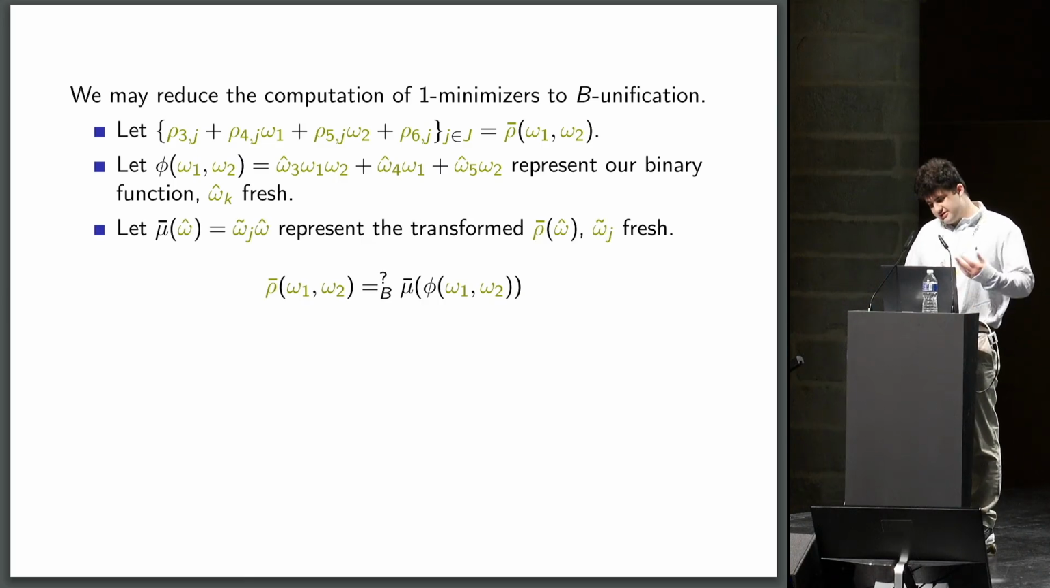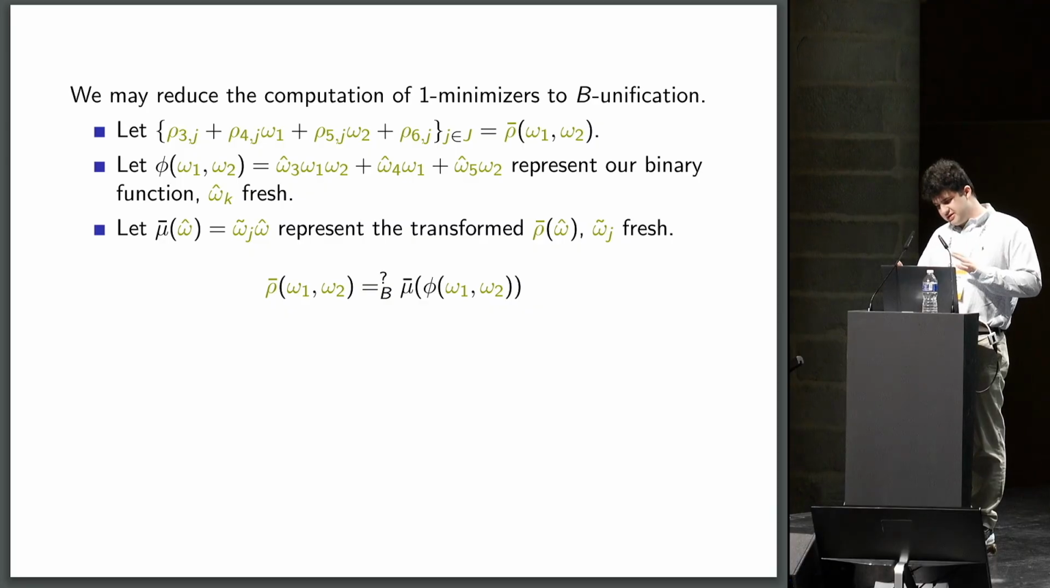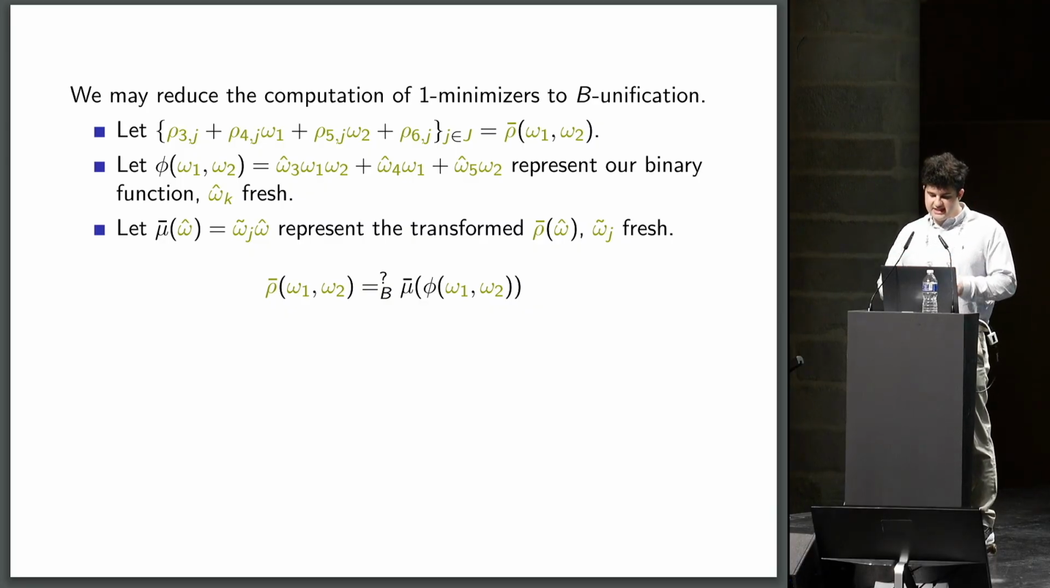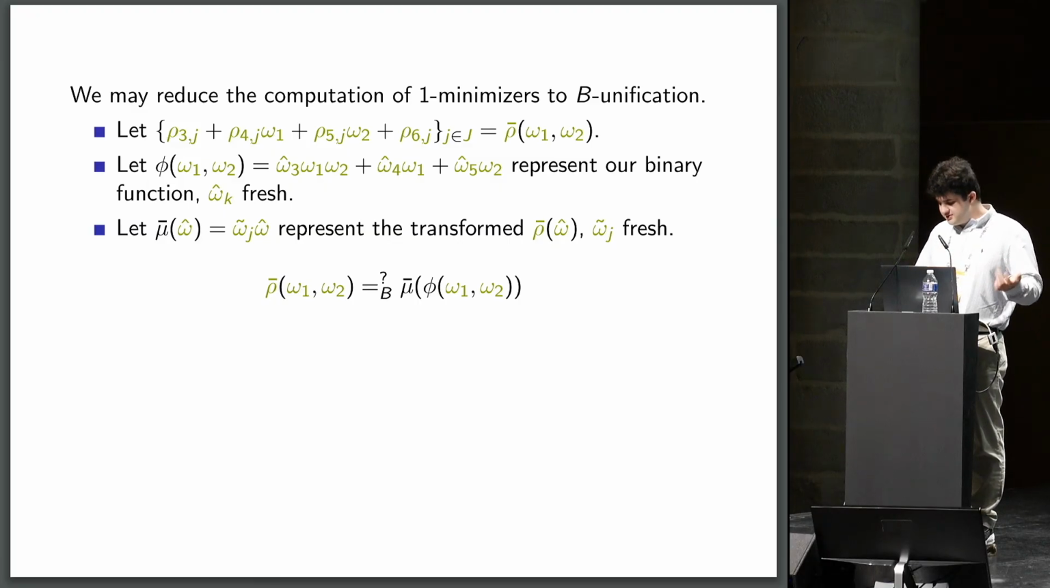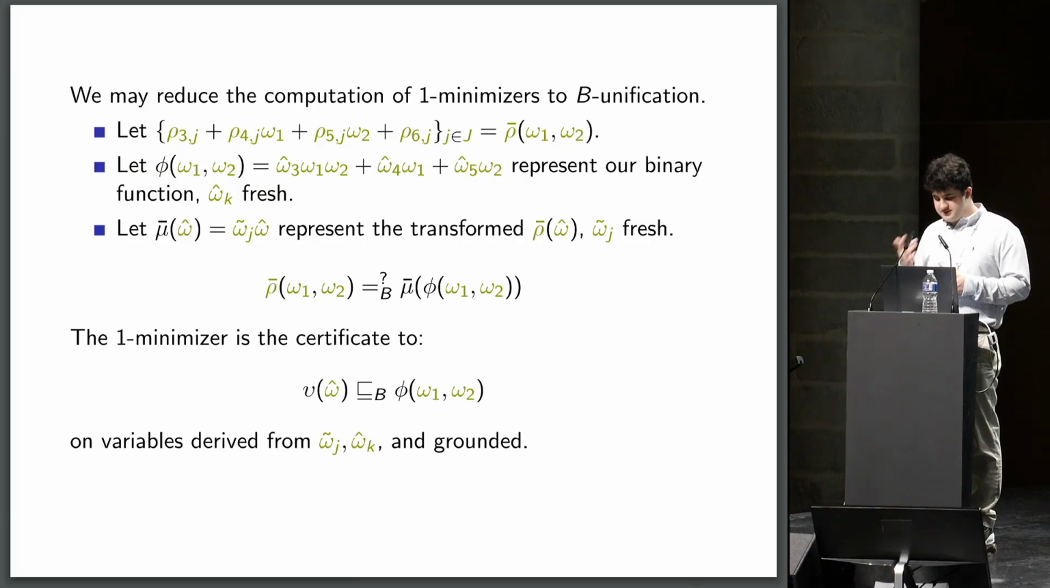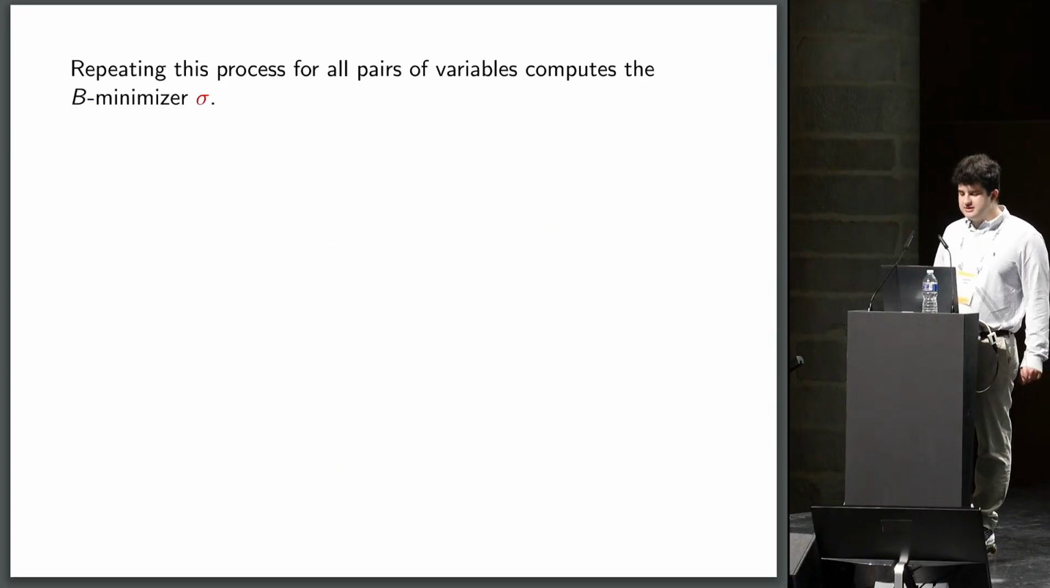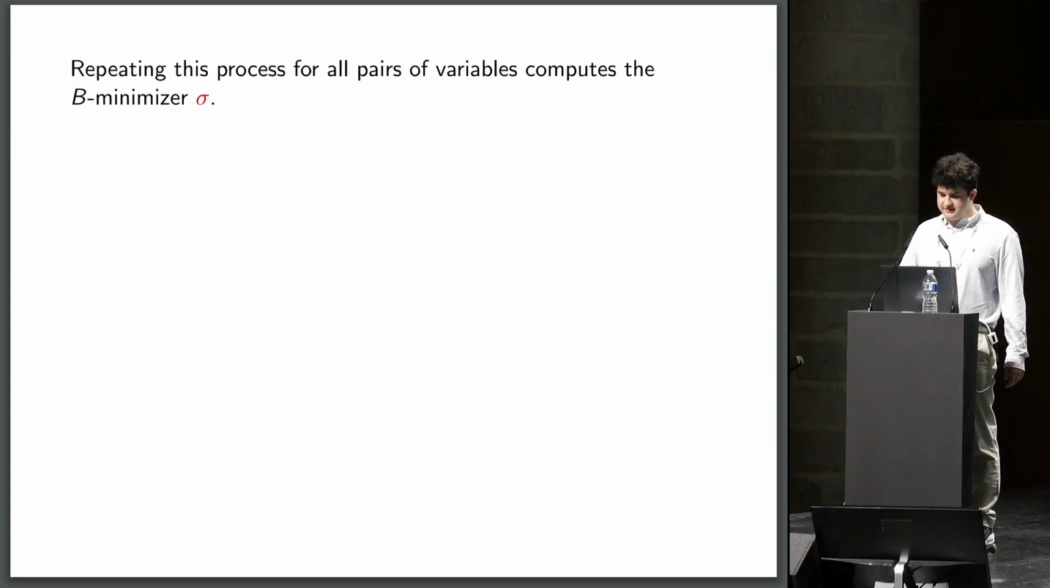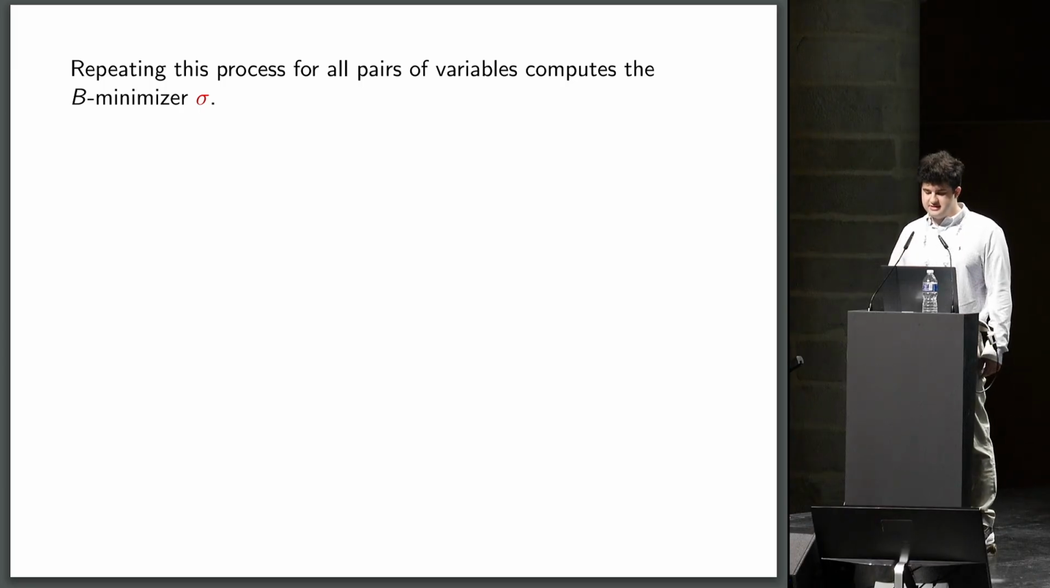Okay, and so on the left-hand side we have our original collection. On the right-hand side we have a new collection, and we have a phi binary function. Those are just fully polymorphic, encoded using unification variables. And so we just solve and we ground the extra variables. Okay, and the one minimizer is the solution to this matching problem. So we repeat this process for all pairs of variables.